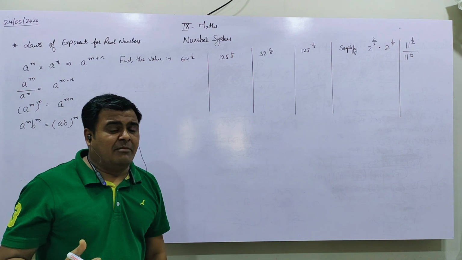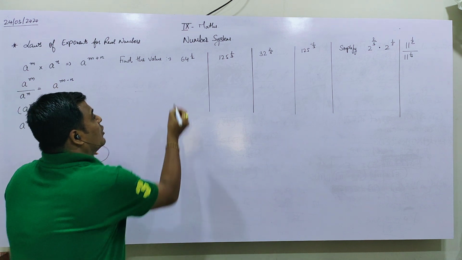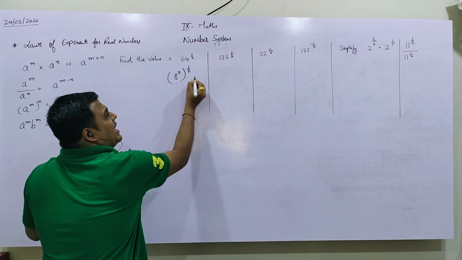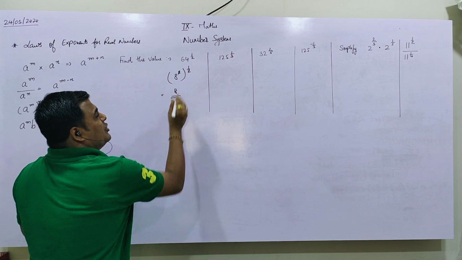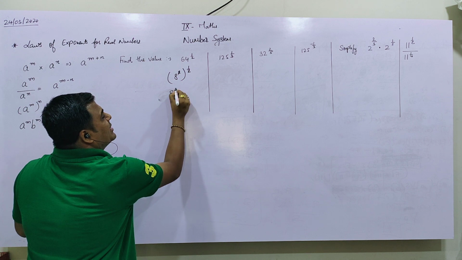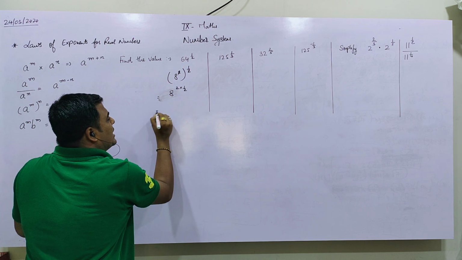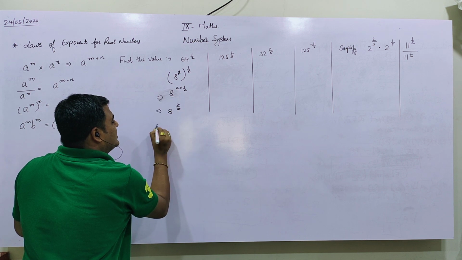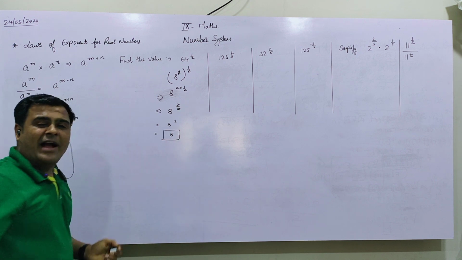So which number's square is 64? Yes, 8 square is 64. So 8 to the power 2 whole to the power 1 by 2. So our answer is 8. You can also solve it as 8 to the power 2 into 1 by 2, which is 8 to the power 2 by 2, which is 8 to the power 1, giving 8, the final answer.